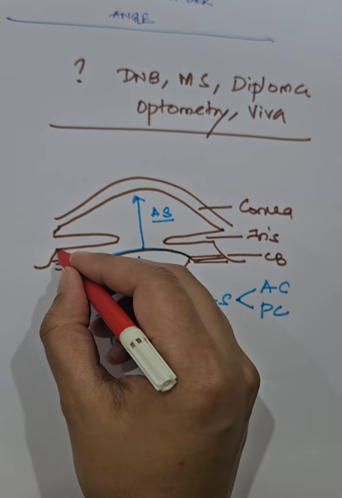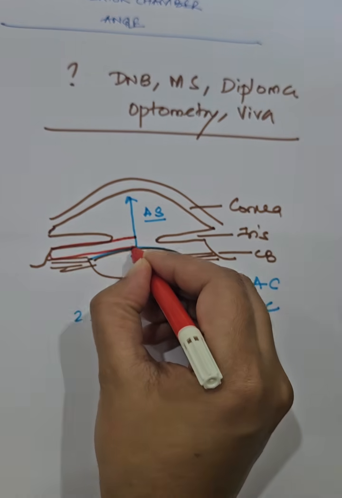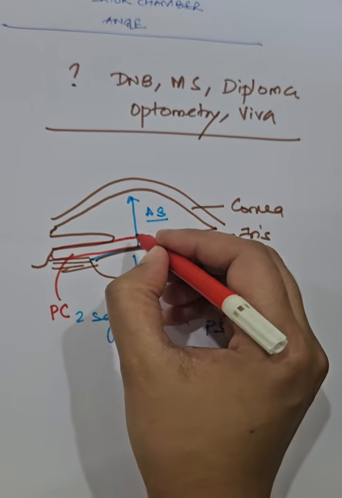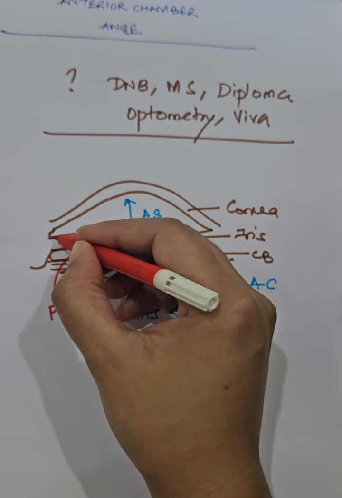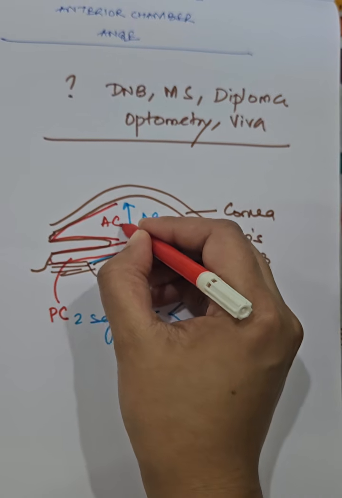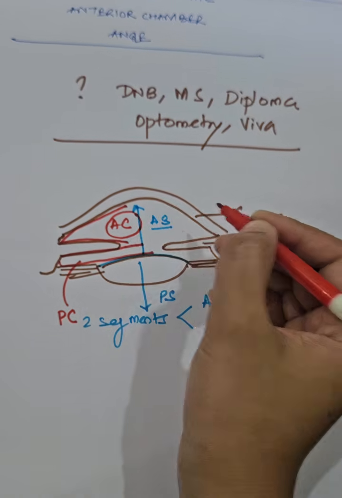So the area between the posterior surface of the iris and the anterior surface of the lens, this area is the posterior chamber, and the area between the anterior surface of the iris and the posterior surface of the cornea, this is the anterior chamber. This anterior chamber is very important.